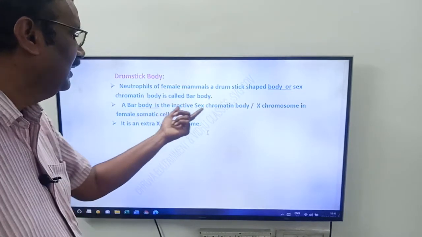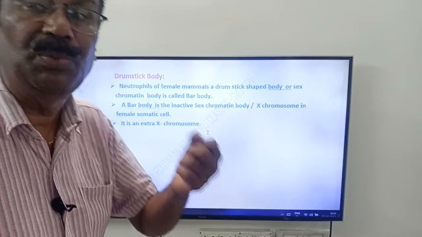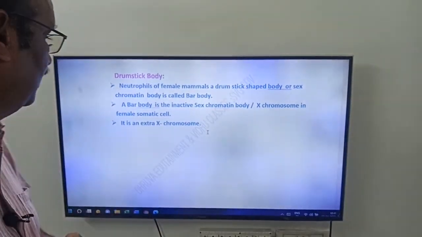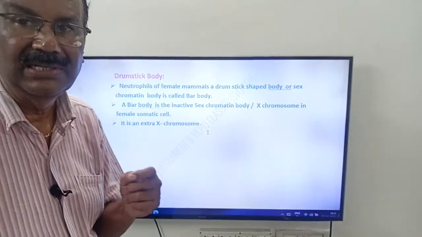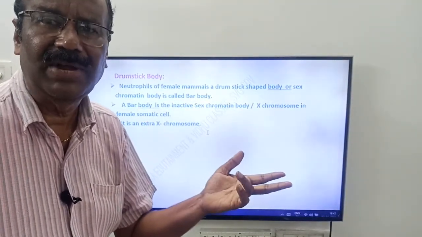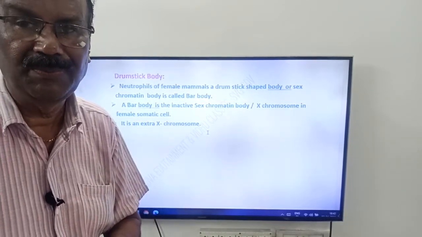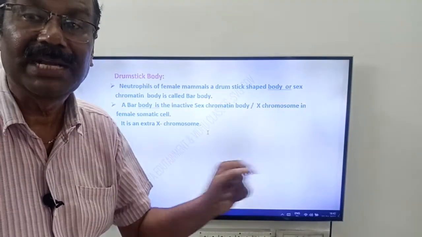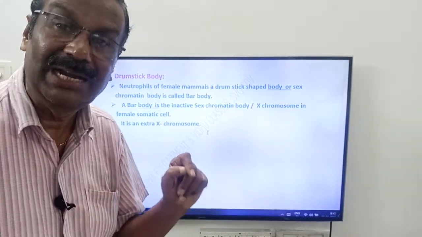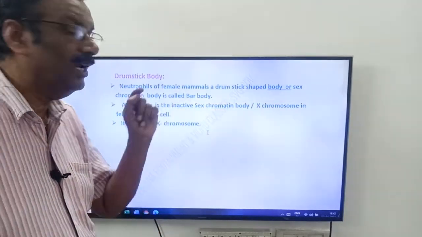What is the bar body, friends? It is the inactive sex chromatin body, or inactive X chromosome, in the female somatic cells. Males have one X chromosome, whereas females have two X chromosomes. One of the two X chromosomes of the females becomes inactive. That inactive X chromosome is modified into a drumstick shaped structure called the bar body, the drumstick body.